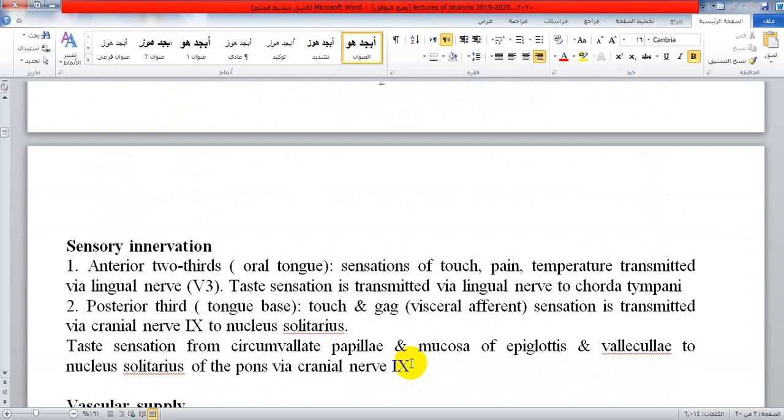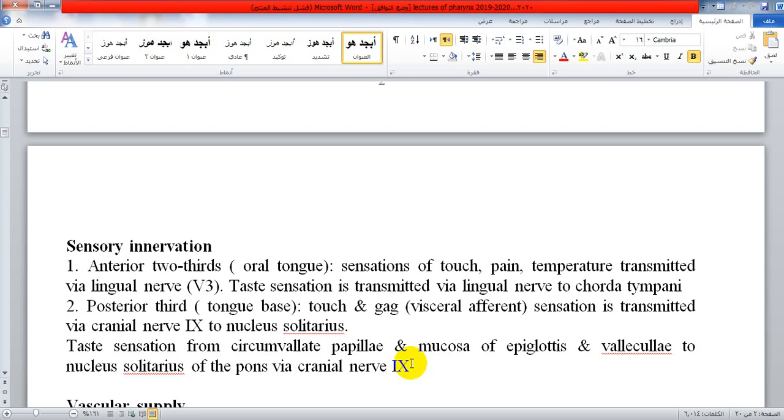Now we go to the sensory innervation of the tongue. Anterior 2/3, the oral tongue, we call it, sensations of touch, pain, temperature, are transmitted via lingual nerve V3. Taste sensation is transmitted via lingual nerve to chorda tympani, while posterior third, which we call tongue base, touch and gag, which is visceral afferent sensation, is transmitted via cranial nerve 9 to the nucleus solitarius.